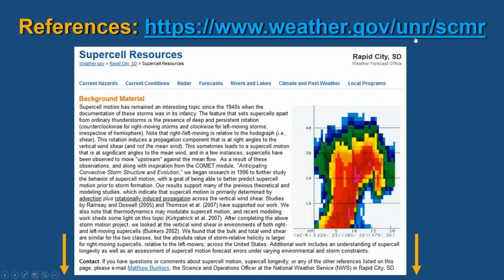So I have a page here put together with a lot of references. This is just some background material, but if you scroll down when you go to this page, there's a lot of references from the work that we've done over the past 20 years.